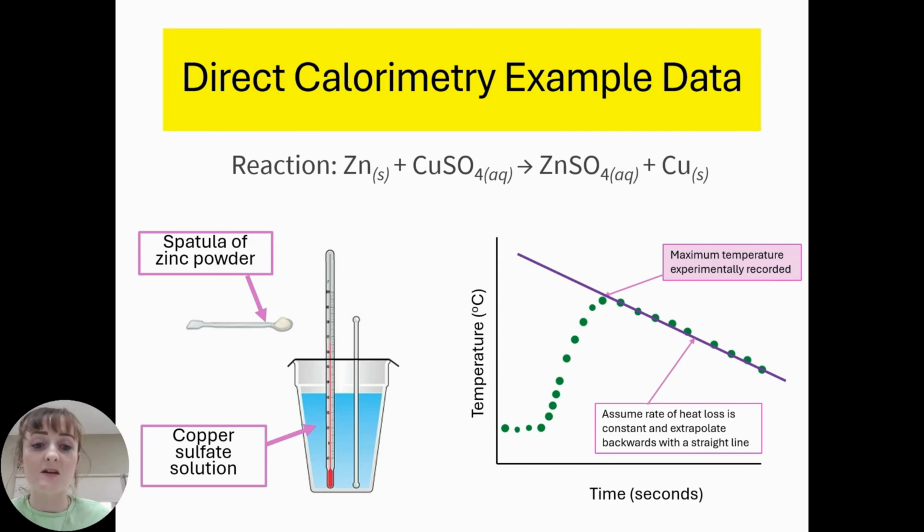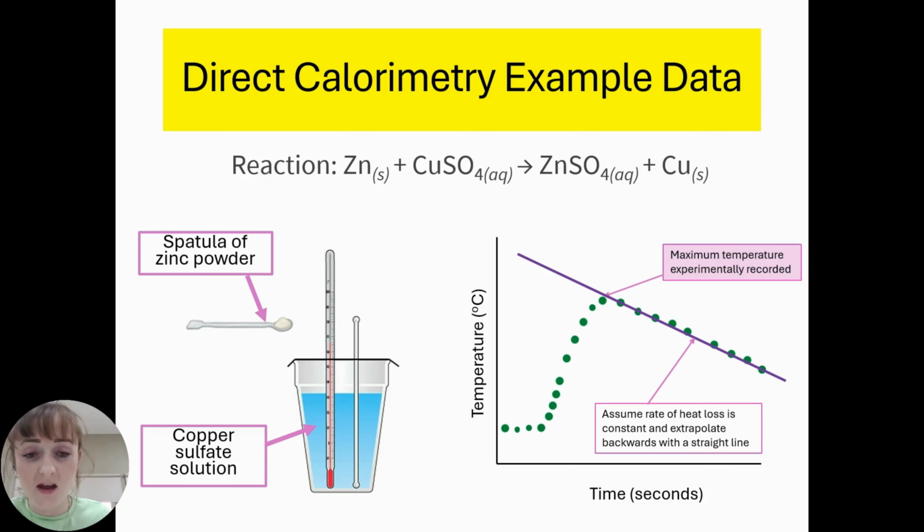One of the things that we can assume here is that the rate of the heat loss is constant. And if we extrapolate that line backwards, we can now account for the heat that was probably always being lost. Remember that as soon as the zinc powder was added and heat started being produced, heat also started to be lost. Although in our setup we've tried to maximize the efficiency and minimize the heat loss, unfortunately some heat will always be lost.